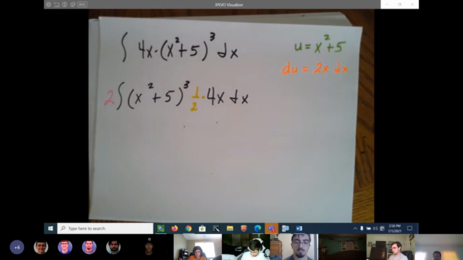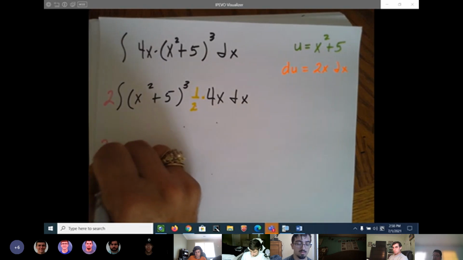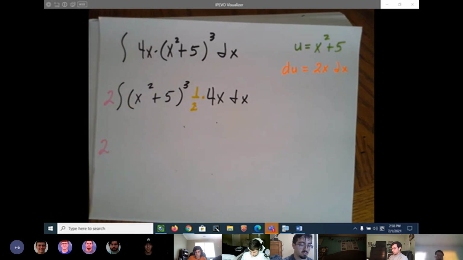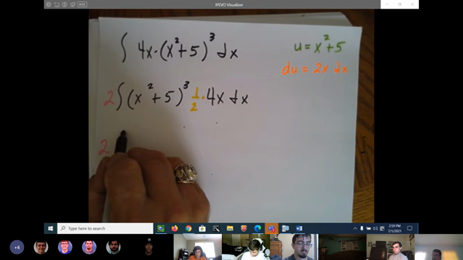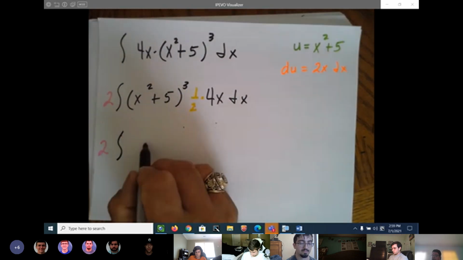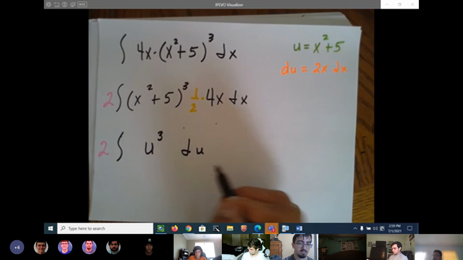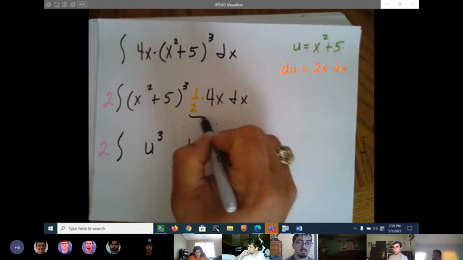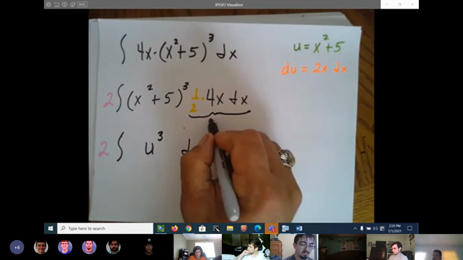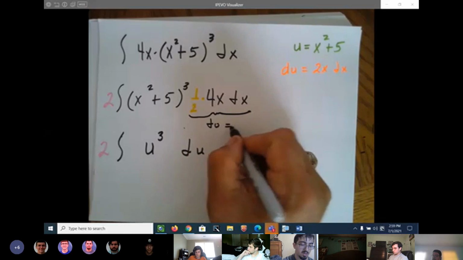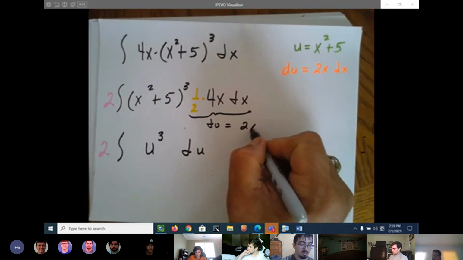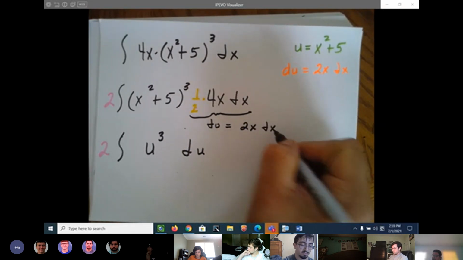And now we have 2 times the antiderivative of u to the third du. Because this right here is du because it is equal to 2x dx.